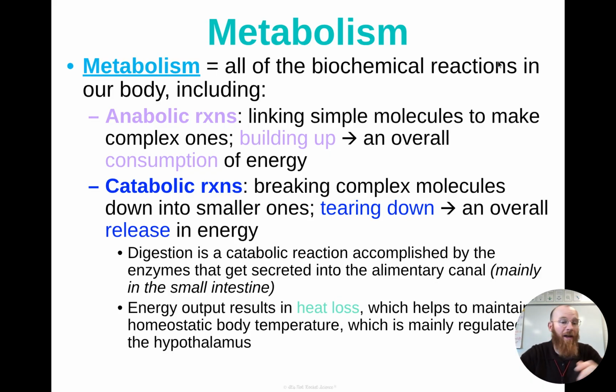Okay, so this is going to be a very key part of our discussion when it comes to digestion and actually utilizing our body's nutrients that we take in. So let's get right into it.